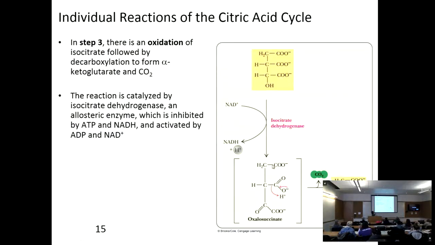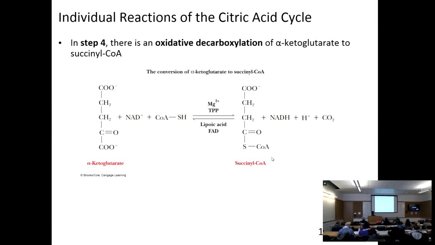So again, step 3 is oxidation and decarboxylation. So we're taking a carbon dioxide off from an acid and oxidizing that alcohol. And step 4 is also oxidation and decarboxylation. We're decarboxylating this carbon dioxide here from this acid, and then the oxidation is really this carbon-sulfur bond. So it's just different. It's the same purpose of the steps, but it's happening a little bit differently.